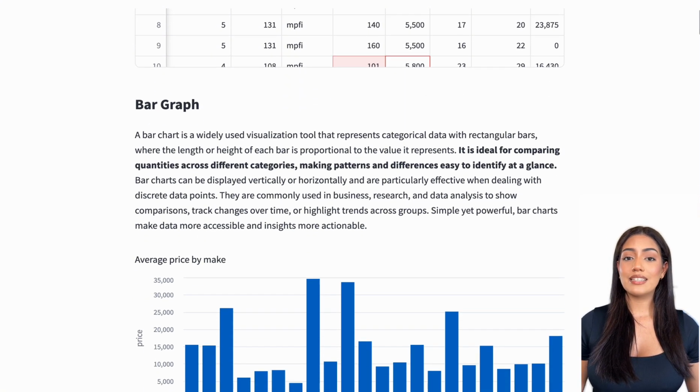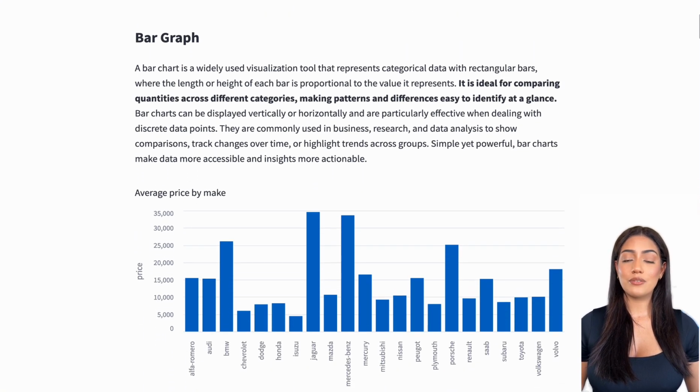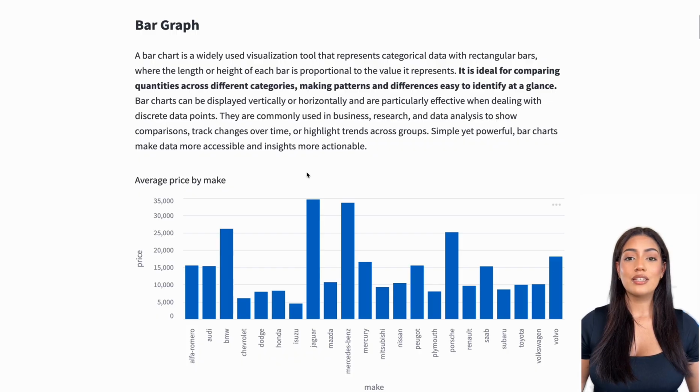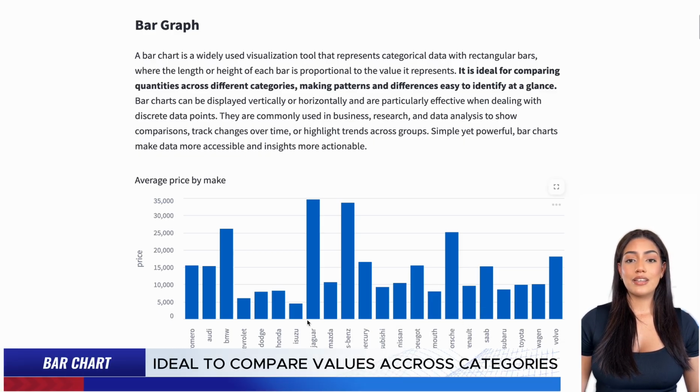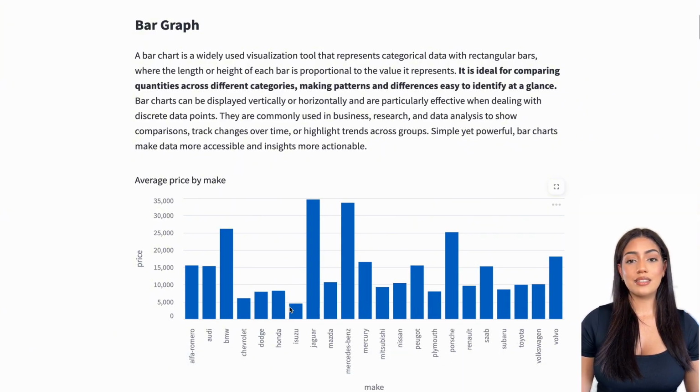The first one on the list is the simplest but very powerful bar chart. A bar chart is a widely used visualization tool that represents categorical data with rectangular bars. It is ideal for comparing quantities across different categories, making patterns and differences easy to identify at a glance. For example, here we see a bar graph of average price by brand name. We can observe that Jaguar and Mercedes-Benz have the highest average price. A very simple visual, but it gives very powerful insight.